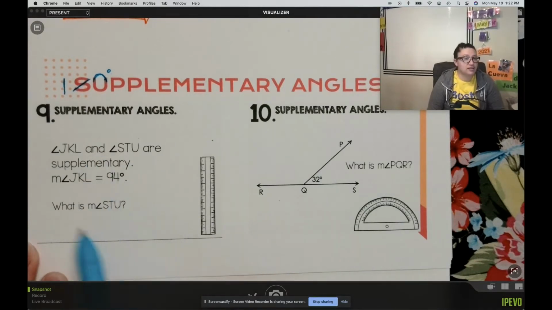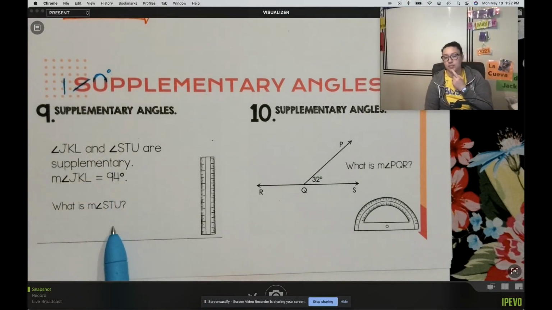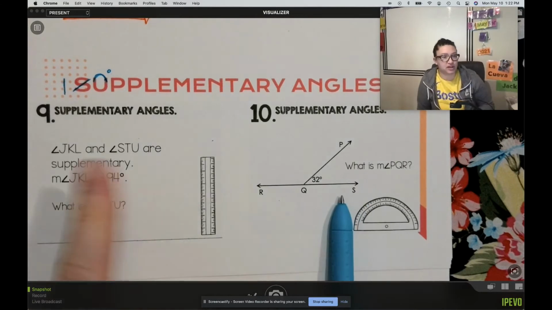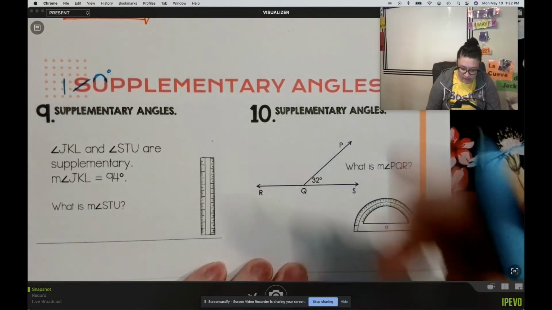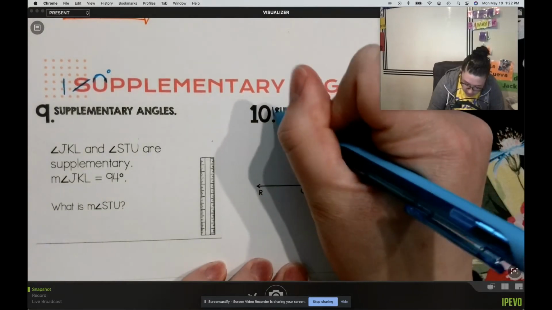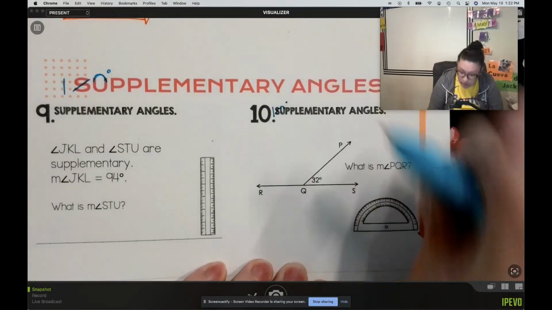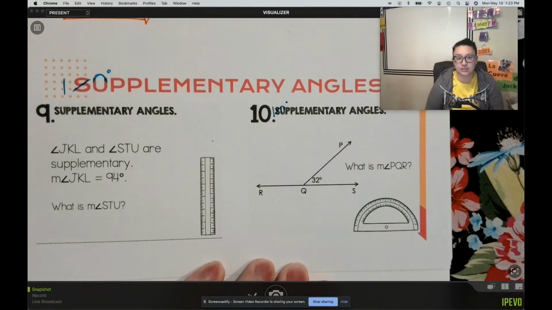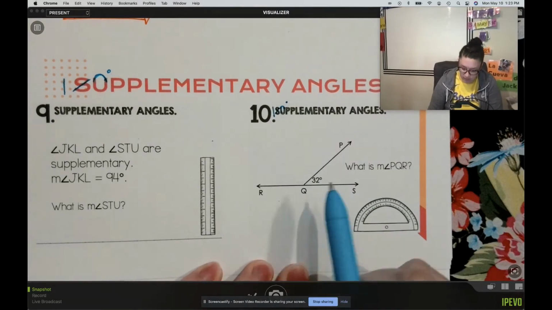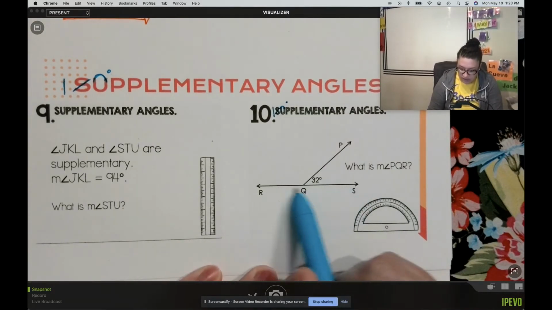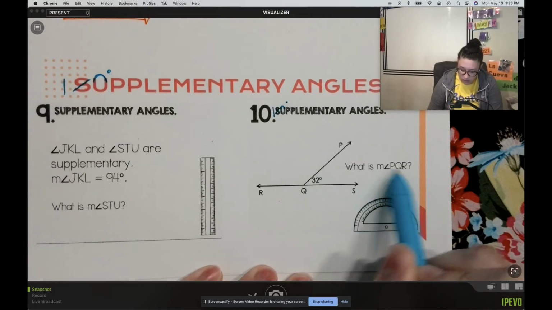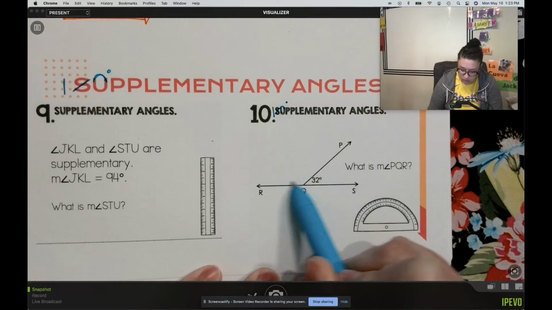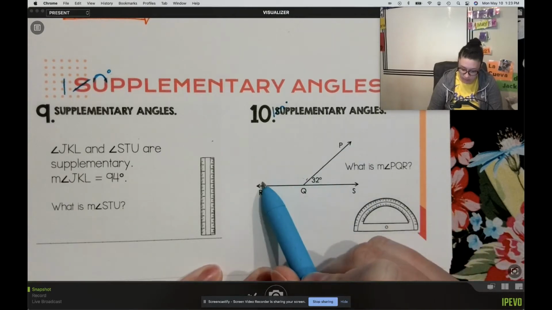I'm going to let you try this one because I've been doing the ones without the picture. I want to do one with the picture and have you try that one on your own after I do this one. So again, supplementary angles, keep changing that into 180 so that you remember supplementary angles add up to 180 degrees. 180 degrees is that straight line. So what is the measure of angle PQR?